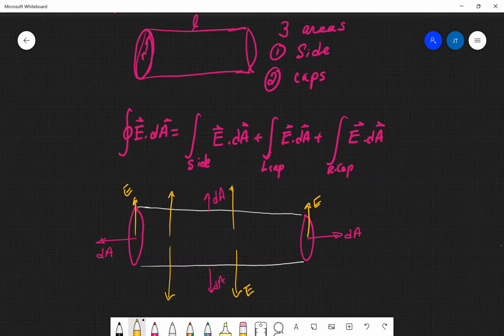Mathematically, E is vertical, dA is horizontal, the dot product is 0. Just from the physical fact that, again, if E is totally vertical, there is no component of E going through that surface. So there's no flux going through that surface.